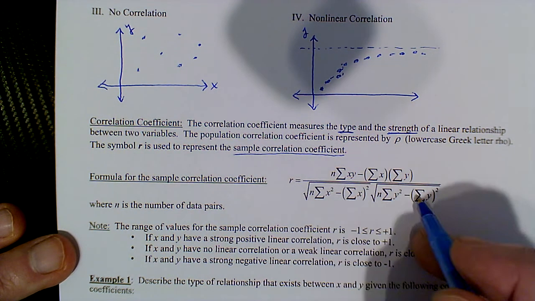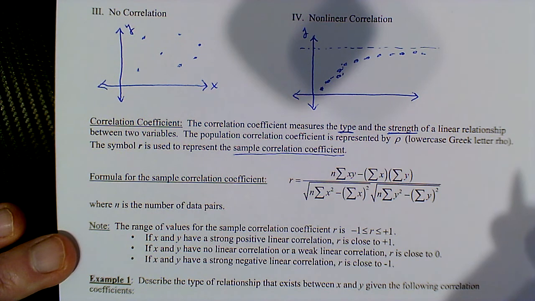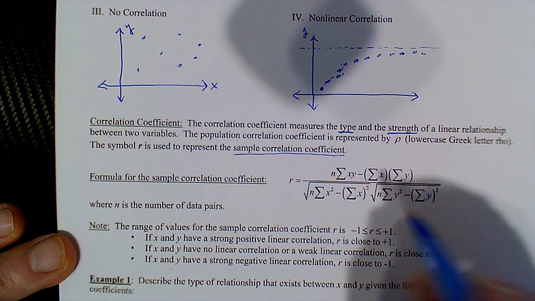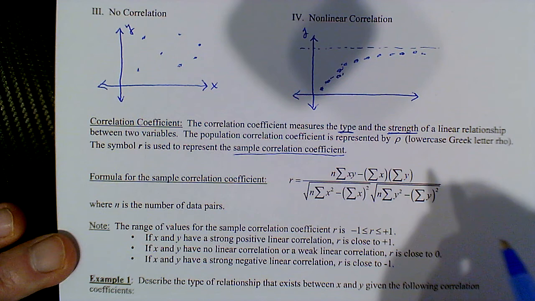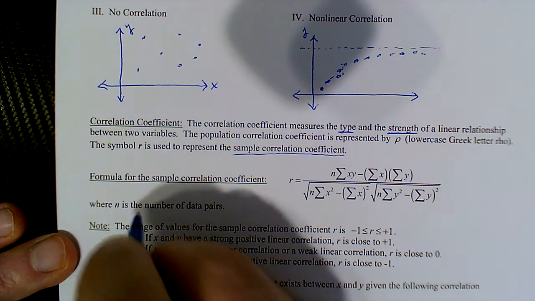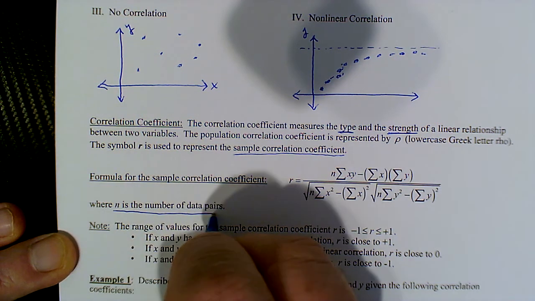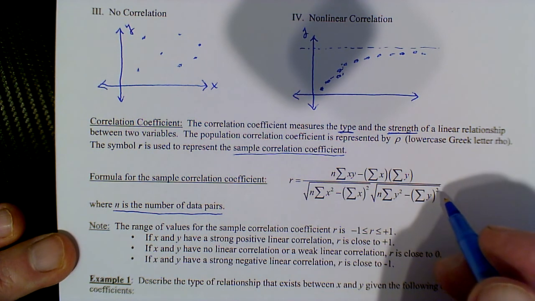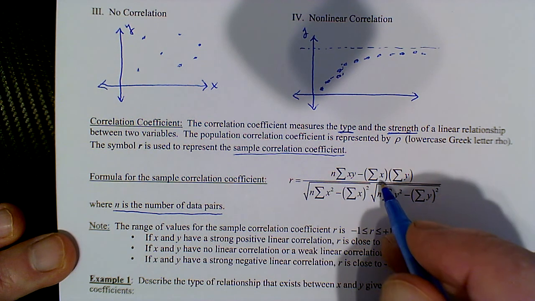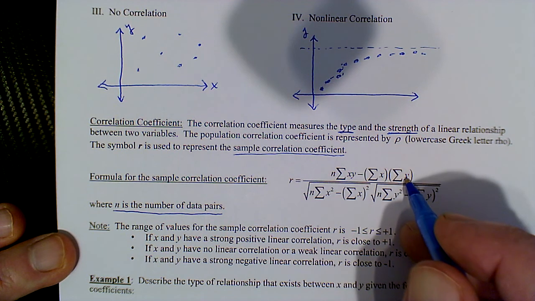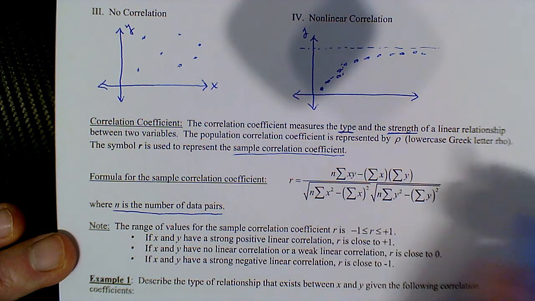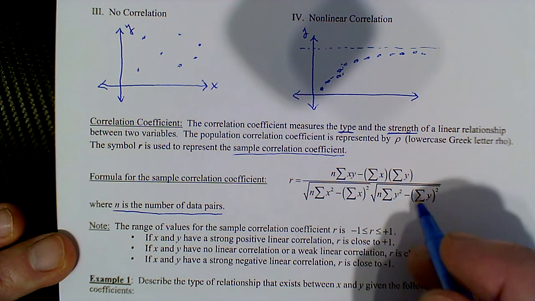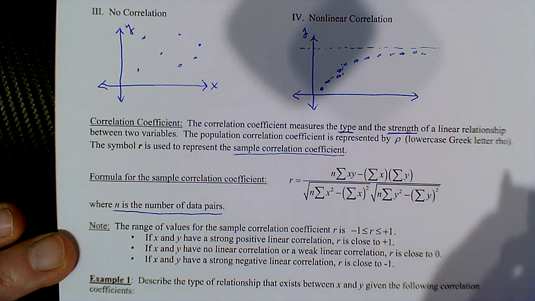So here's the formula. It looks really intimidating, but if you break it down, it's not all that bad, because N is the number of data pairs, as mentioned here, and then all of these summations are just obtained by a little table that we're going to construct. And they're just the sums of the x's, the sums of the y's, the sum of their products, and the sum of their squares. So we'll see in the next example how to break this formula down.